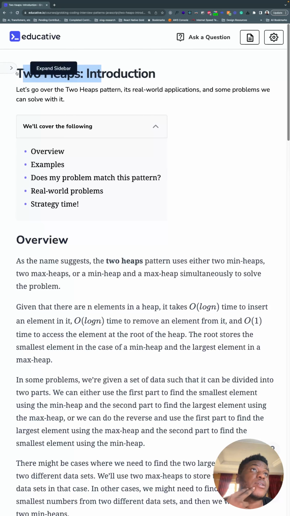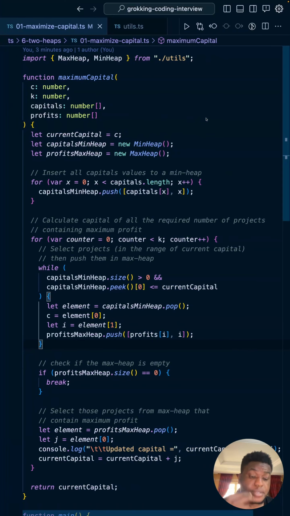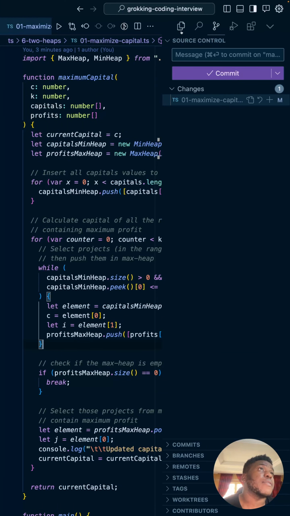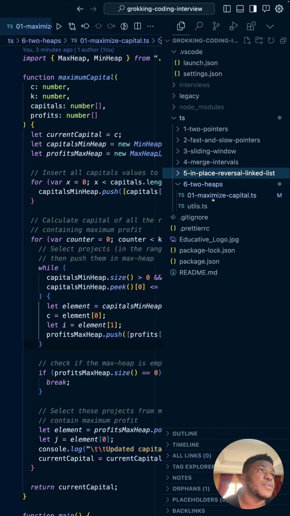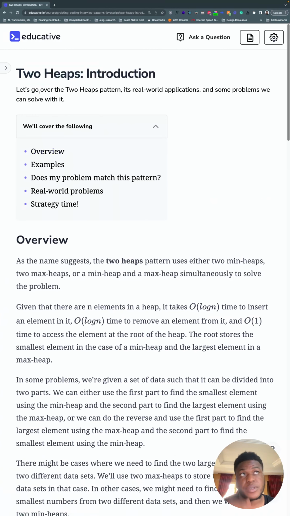So, two heaps introduction. We are on our what now? What pattern is this? I think our sixth pattern. Yay, we've come a long way. And so we're going to be looking at how you can use two heaps to solve interview questions for software engineering.